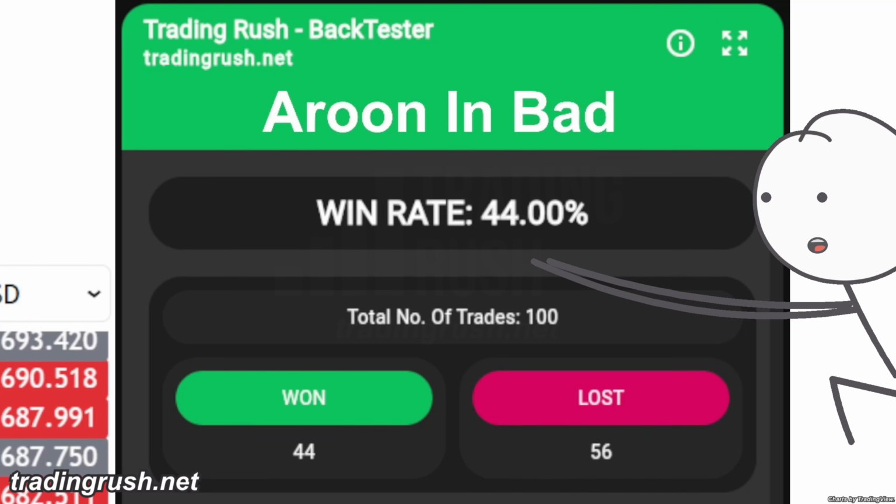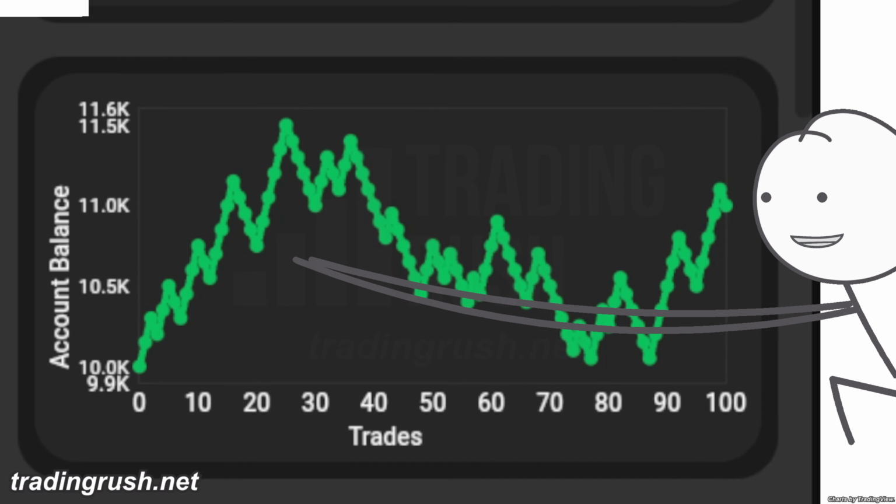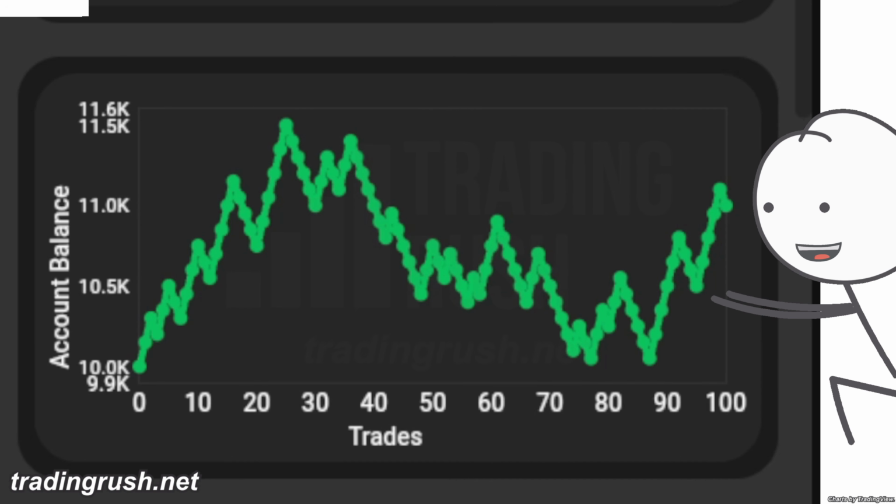At the end, the Arun strategy got a 44% win rate, which is above the 40% break-even win rate. It made a profit on the account, even in the bad market, where most strategies would have blown up the account. But there is a twist as well. If you pay close attention, you will notice something interesting.